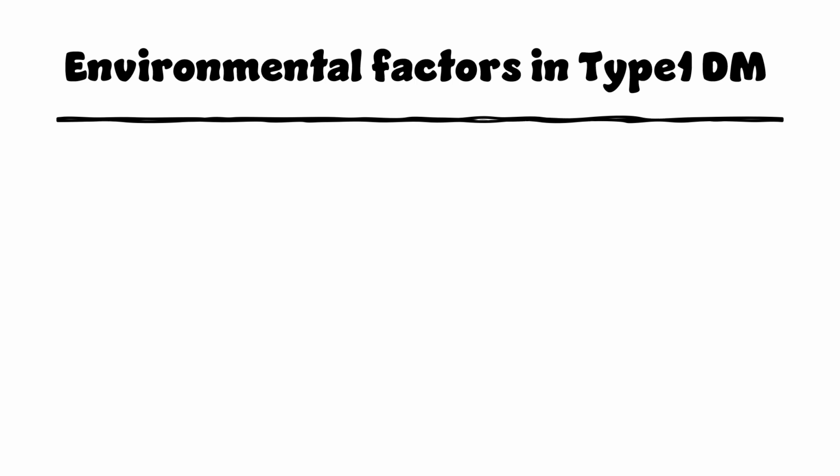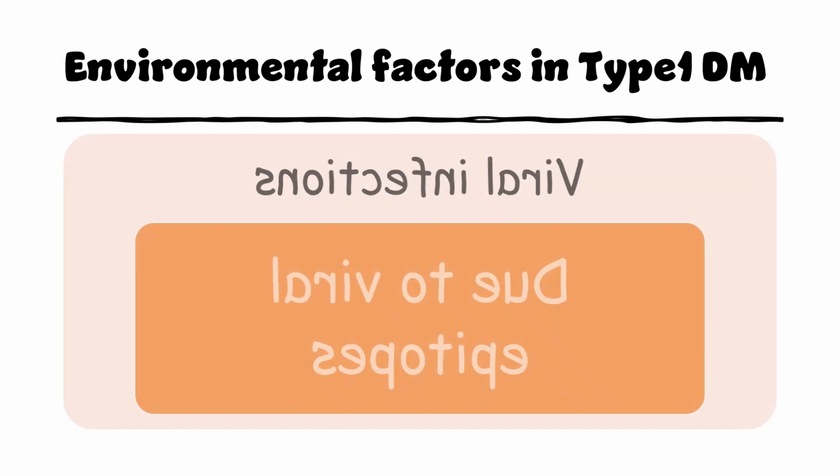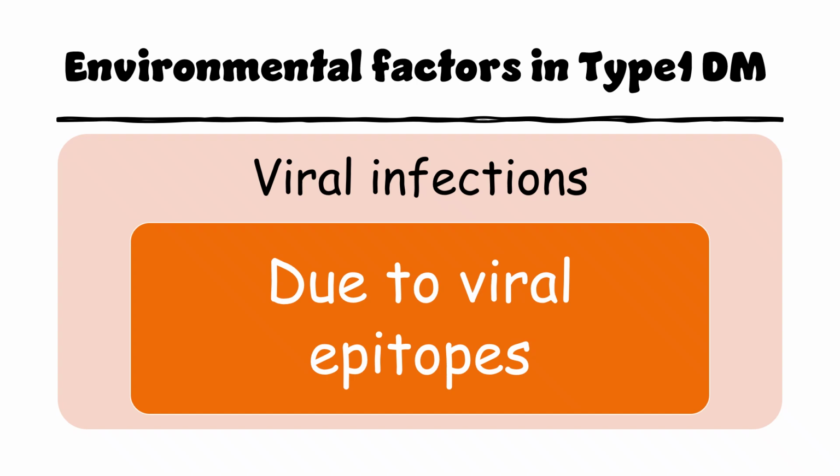When it comes to environmental factors in type 1 diabetes mellitus, the single most important environmental factor is viral infection. What happens in viral infection is there is formation of something called viral epitopes by the virus. These viral epitopes will be molecularly similar to the islet cell antigens. So they exhibit a phenomenon called molecular mimicry. In molecular mimicry, they tend to cross react. And what happens with cross reactivity? There will be islet cell injury, and that can cause type 1 diabetes mellitus.